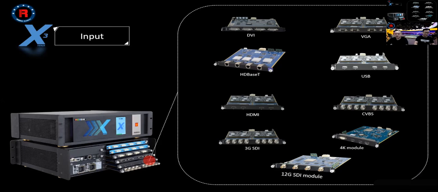Eric, just now you introduced that we have 4K input. Can you show it to us? Okay. We have two kinds of 4K input card. The first is the 4K input module, which supports dual link DVI, HDMI 1.4, and HDMI 2.0. Also, it supports DP 1.2.